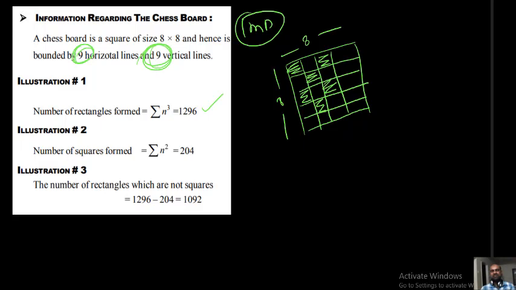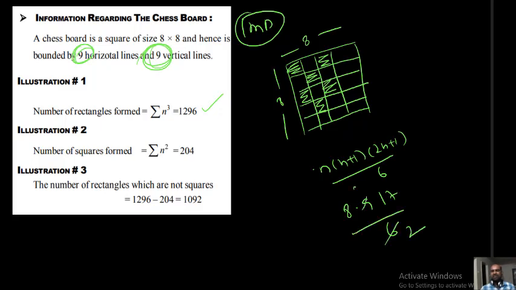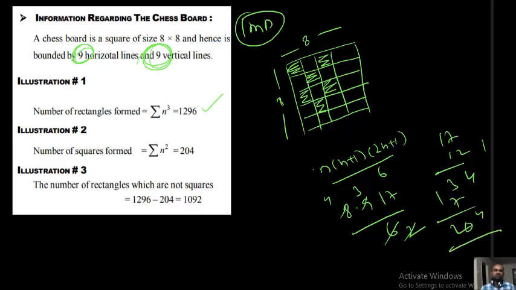Number of squares means sigma n square, that is n into n plus 1 into 2n plus 1 by 6. N stands for 8: 8 into 9 into 17 by 6, which is 204. So 204 are the squares existing.